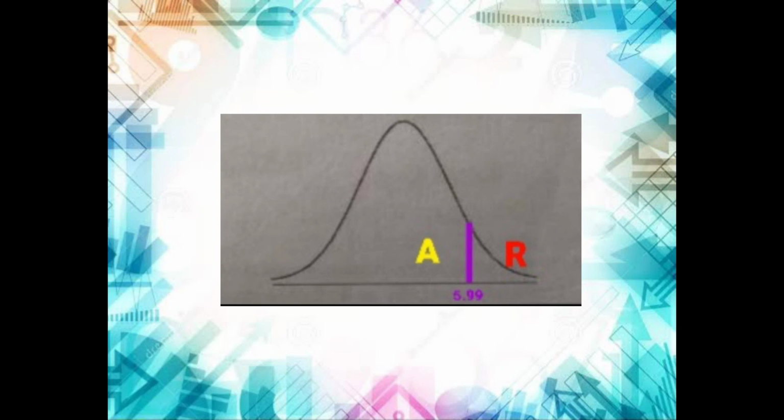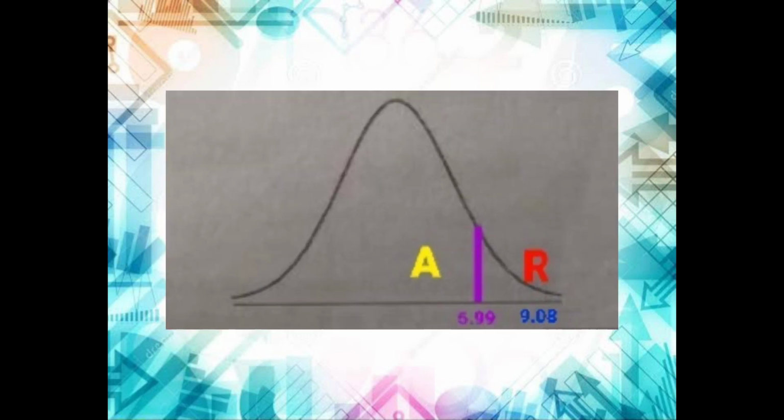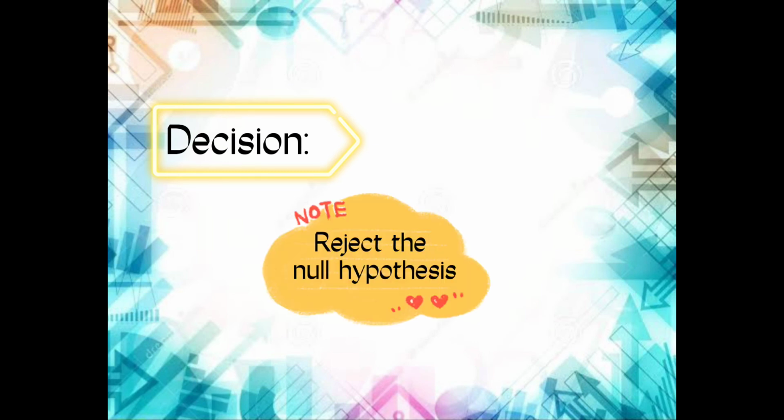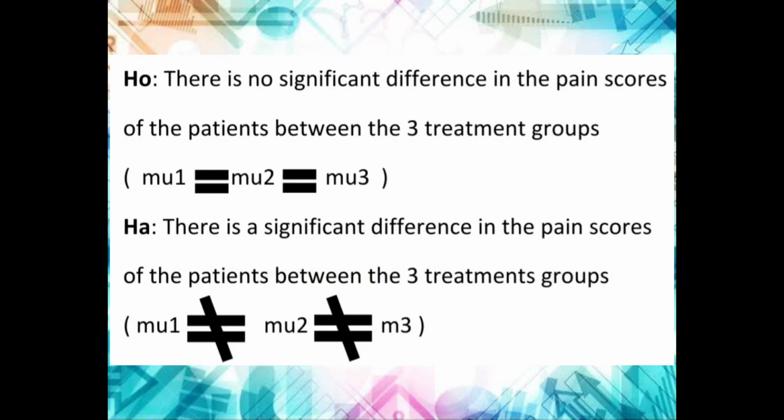Now we should locate whether the result is on the area of acceptance or rejection. So our critical value is 5.99 and the result is 9.08. So if you can see, it is on the area of rejection. Now we're on our last part, so the decision is reject the null hypothesis. If we will be rejecting the null hypothesis, we will be accepting the alternative hypothesis, which is there is a significant difference in the pain scores of the patients between the 3 treatment groups.